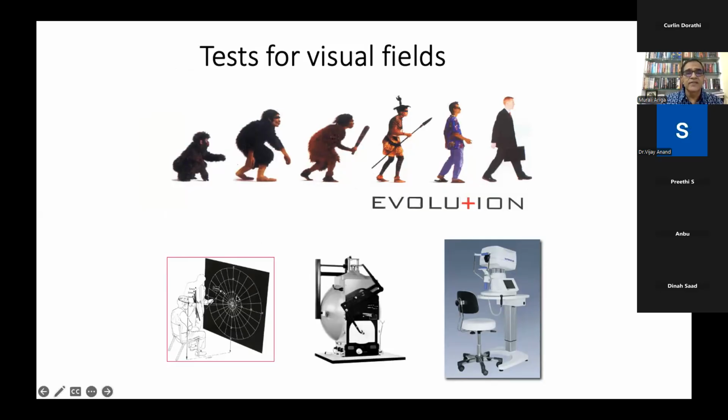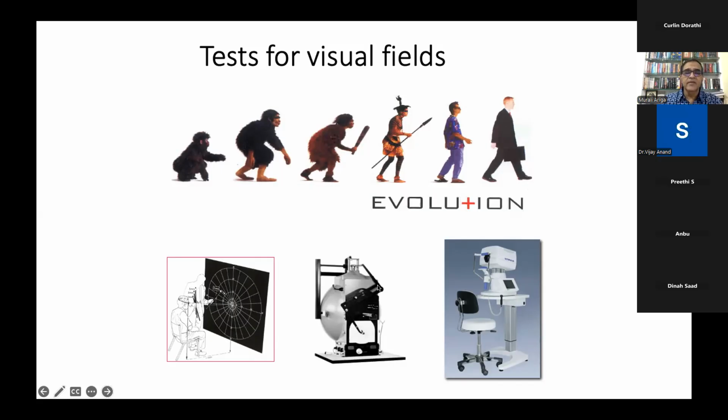So we had the tangent screen, which is a flat screen kept a meter apart, and this was actually on the back of a door. You see the color of the costume which the examiner is wearing, and the screen is black, and the stimulus is white, and so on. This was very popular till recently, until Hans Goldman brought in the manual perimeter called the Goldman perimeter, which is a ball perimeter.